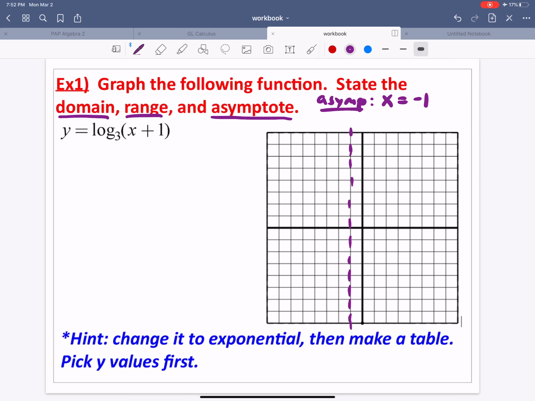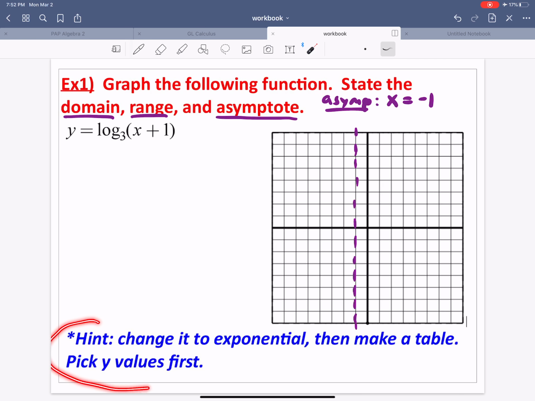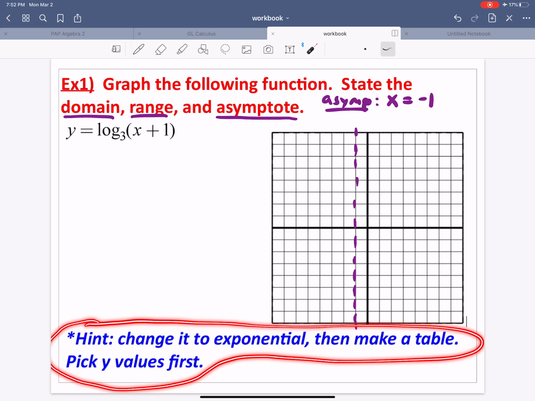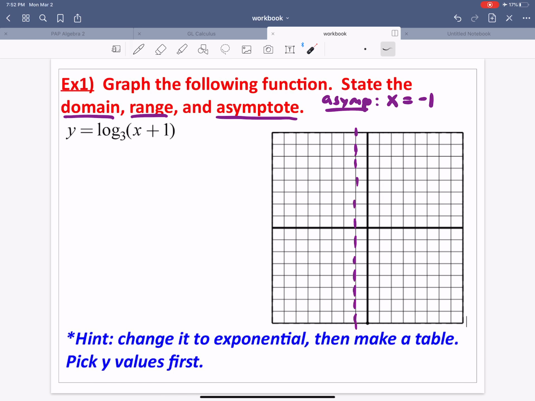Now, the next step: look down here at the bottom of this page, I give you a hint on what to do next. The next step is to change it to exponential and then make a table, picking y values first. So let's do this first. Let's change it to an exponential. We're going to take this equation and rewrite it as exponential.